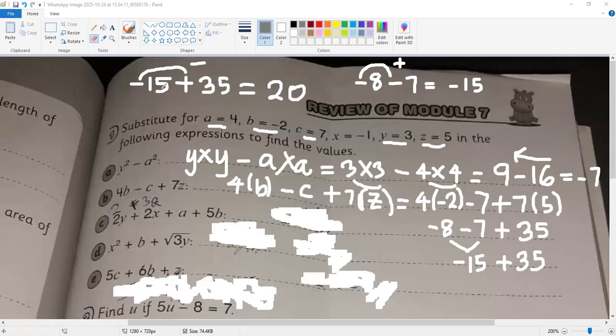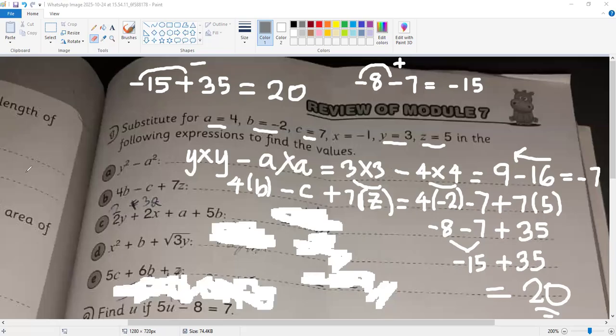Now, between 15 and 35, which is bigger? 35, right? What sign does it carry? Plus. So the answer is plus 20 or 20. So that's our answer to that question. Now we proceed to the next one.